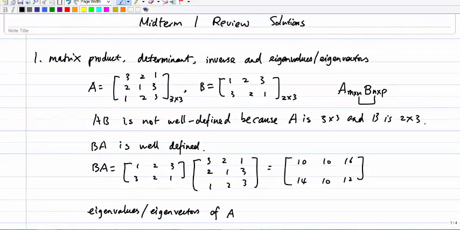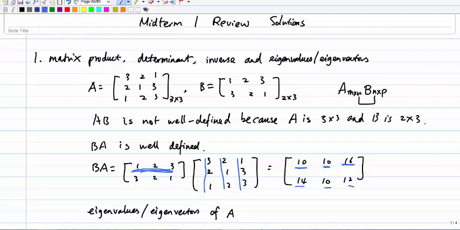The product can be computed this way. The first number is computed by the first row times the first column. By times, I mean entry-wise product, and then you compute the sum. So it will be 1 times 3 plus 2 times 2 plus 3 times 1, so 3 plus 4 plus 3, which is 10. You do the same for the first row times the second column of A, and the first row times the last column, then compute the second row similarly. The final answer to this question will be 10, 10, 16, 14, 10, 12.